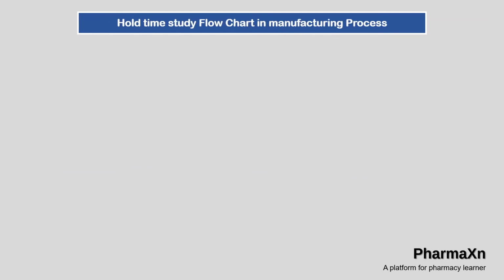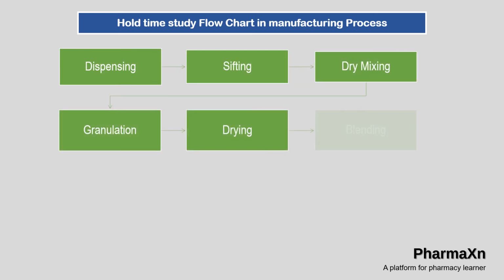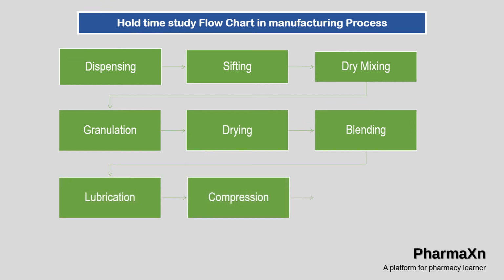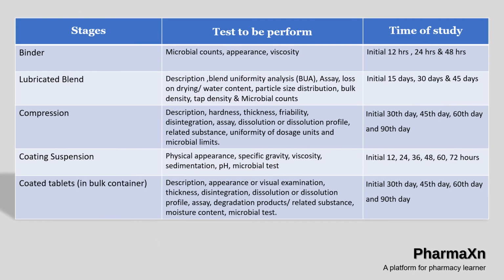Let me show you the hold time study flowchart and manufacturing process. The sampling stages for hold time collection are granulation, lubrication, compression, coating suspension, and coated tablets. Look at here, this is a table of sampling stages with the time intervals when tests are to be performed.